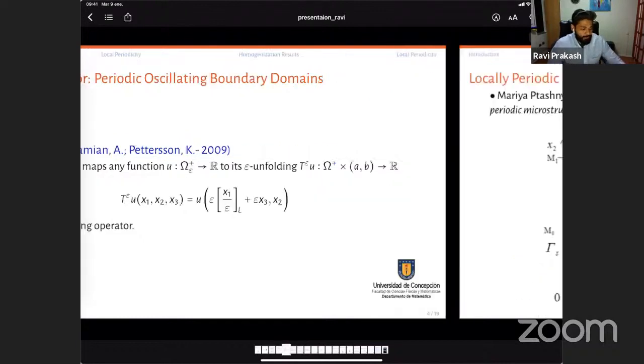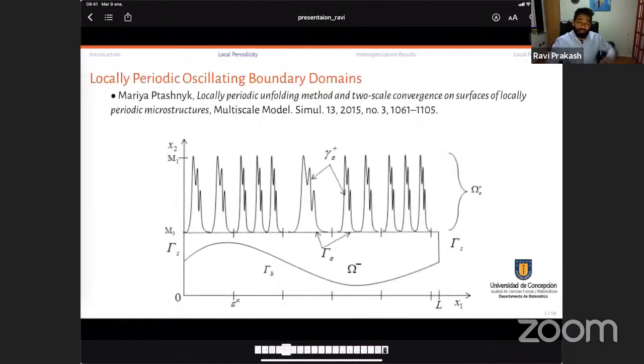So all the history of the periodic case led me to study the domain with a very general oscillating profile. The profile of the oscillation of the oscillating boundary domain, I was interested in it being very general. So there I started thinking about locally periodic oscillating boundary domain. When I started thinking, I got this paper by Maria Patasnik. This was in the middle of the PhD of Ayyappan, and he did a fabulous job in the analysis of this.